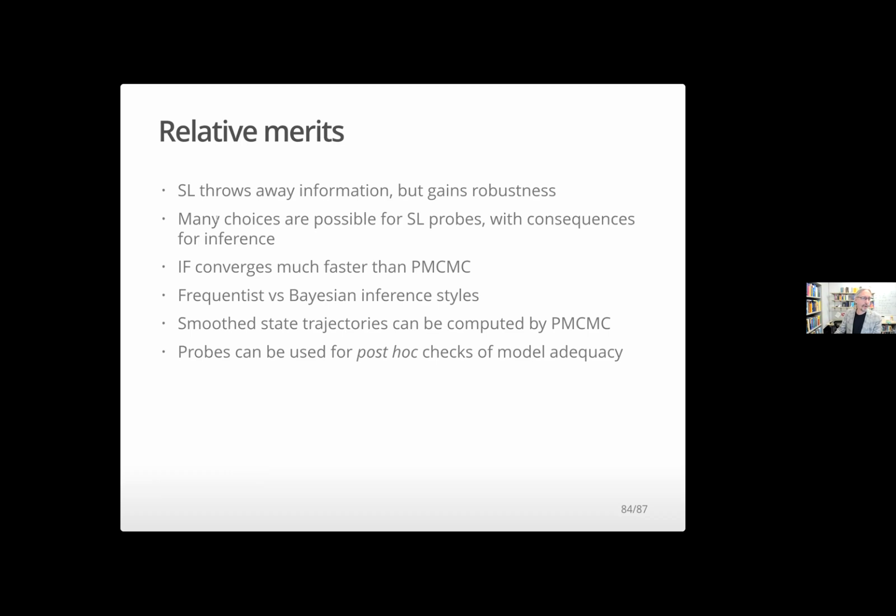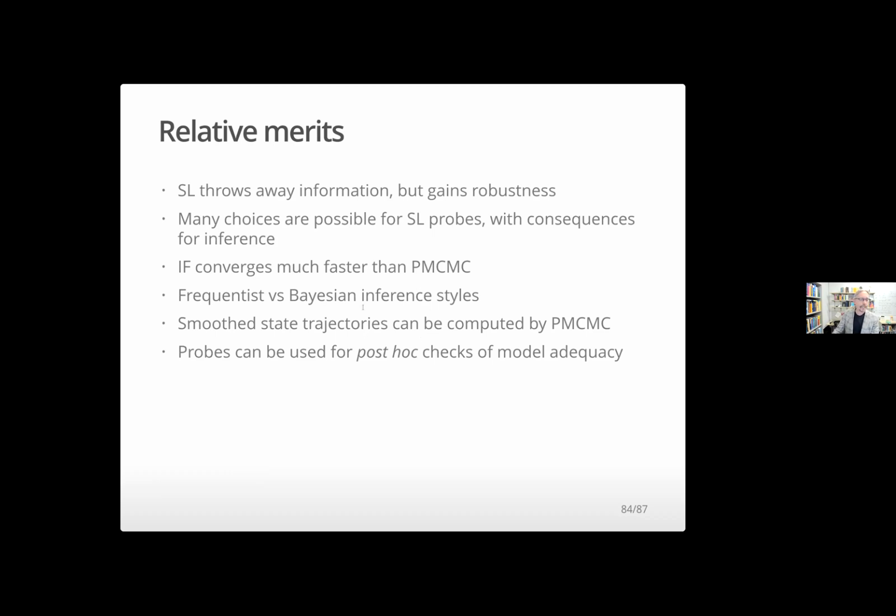But in addition, a problem with this approach and with ABC and other feature-based methods is that you have a wide range of choices you can make for the different summary statistics or probes, and they are consequential, so they can affect the inference. So that can be a problem. Iterated filtering, which is a likelihood maximization technique, converges much, much faster than particle Markov chain Monte Carlo. And so there are, of course, issues here between a frequentist and a Bayesian inference style, and there are various reasons for choosing one over another.